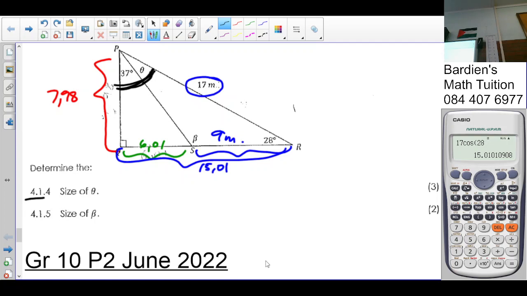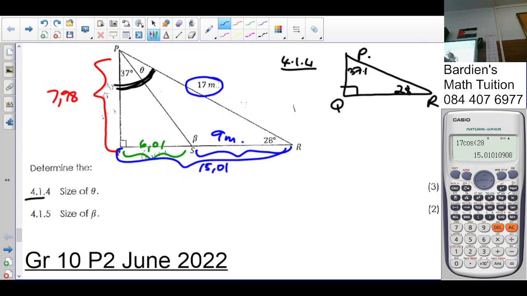So let's go to 4.1.4. We have a triangle looking like this. I'm just redrawing, you don't have to do this. I'm just doing it so that you can see what's happening. So that's PQR. That is 28 degrees, and this angle QPR is what? 37 degrees plus theta. So what can I say?